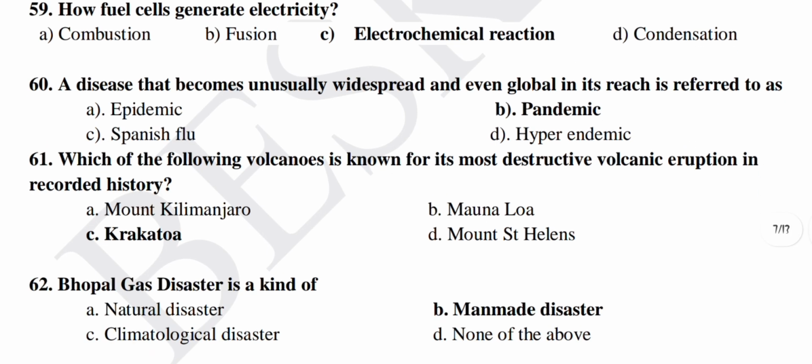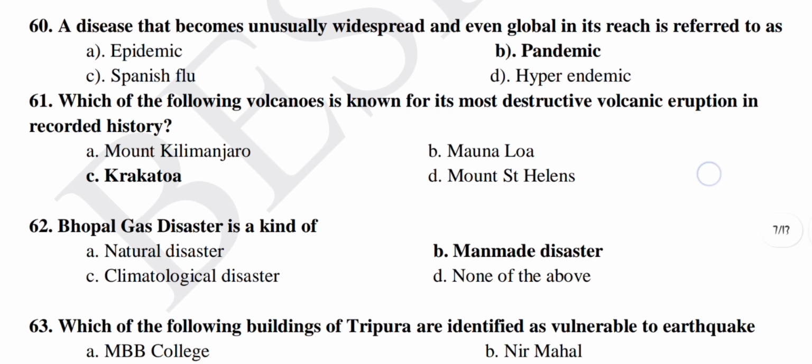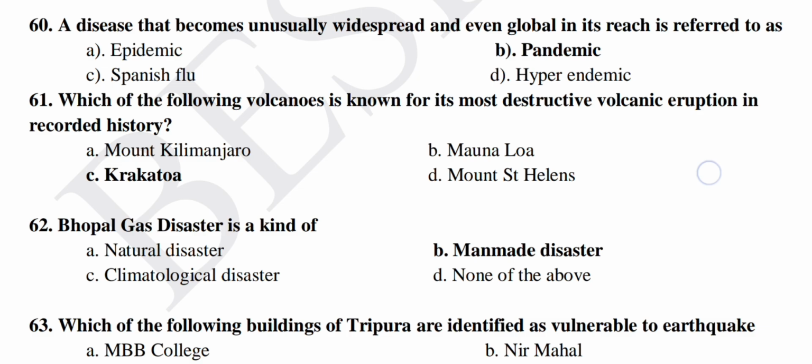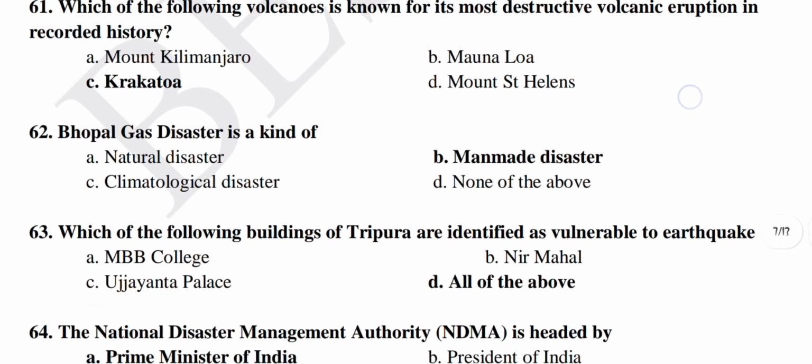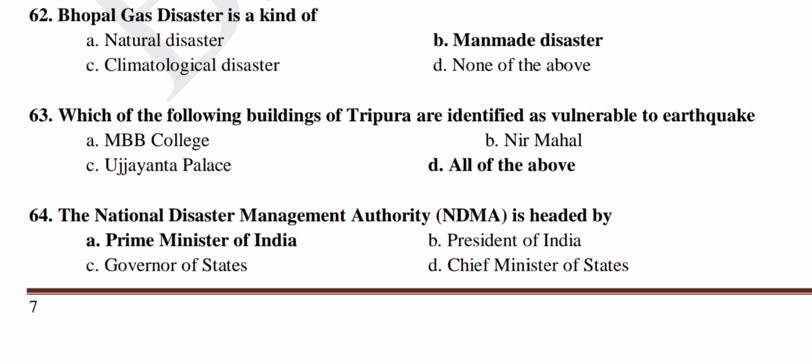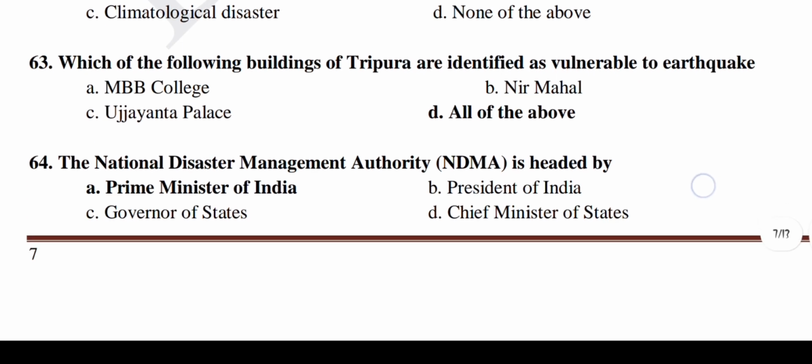Electrochemical reaction. 60. A disease that becomes unusually widespread and even global in its reach is referred to as a pandemic. 61. Which of the following volcanoes is known for the most destructive volcanic eruption in recorded history? Krakatoa. The Bhopal gas disaster is a kind of man-made disaster. Which of the following buildings of Tripura are identified as vulnerable to earthquakes? All the above, because of MBB College, Ujjayanta Palace and Neermahal.